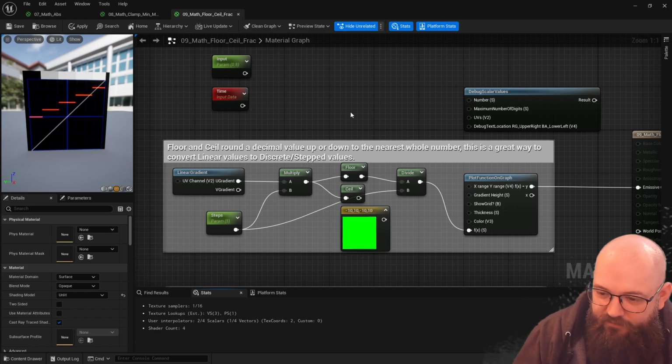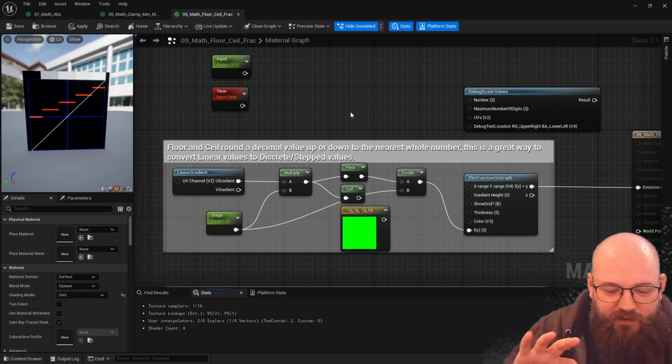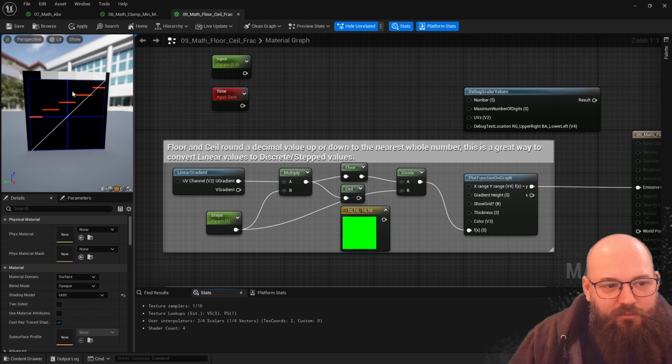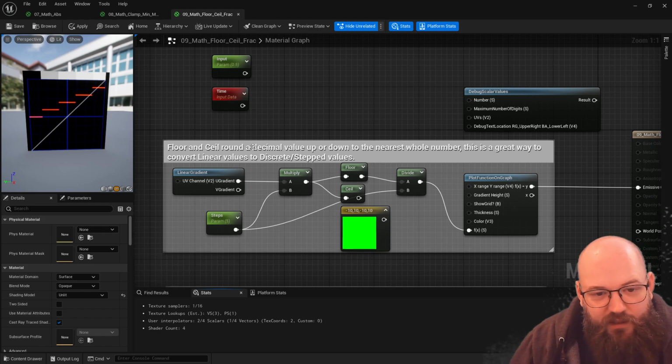So again, we could have something like a flicking on and off, some kind of build up over time, or if we're doing kind of flip booking, when we're jumping from one frame to the next, we don't want to see half frames, so we're jumping from one thing to the other.